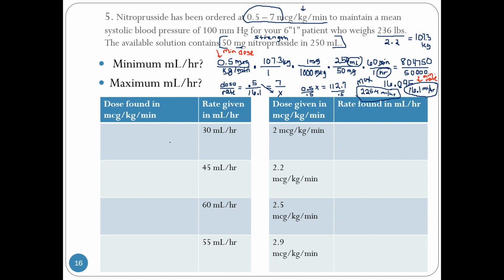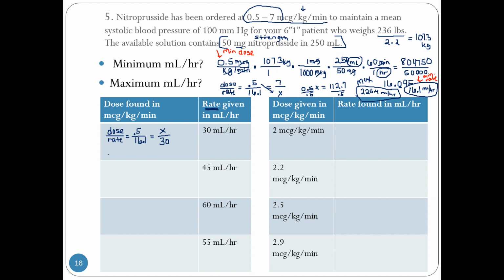Now I get to move to the chart. And so for the entire chart, I am going to be setting up dose over rate. And for the entire chart, I am going to be using that minimum dose of 0.5, which produced a rate of 16.1. And then I'm going to be filling in the number they give me at an appropriate spot. So in this first chart, I see that they're giving me the rate. I know that the rate goes on the denominator, so I would put the rate down here and put the x in the numerator. So I'll solve this first one.